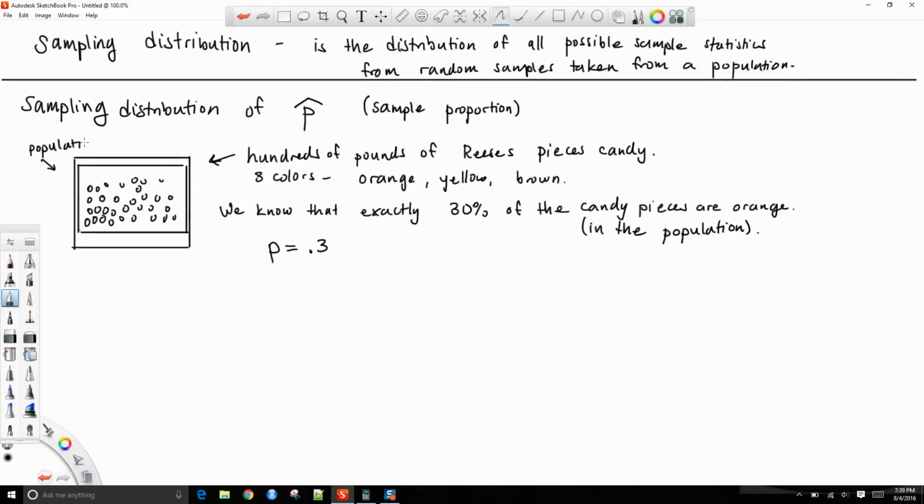And now we're going to take a sample. Now I take a scoop of candy out, and I'm going to get n equal to 50 pieces of candy. This is a random sample. So when I dump out the pieces of candy and I count them, how many are going to be orange? It's a random sample.